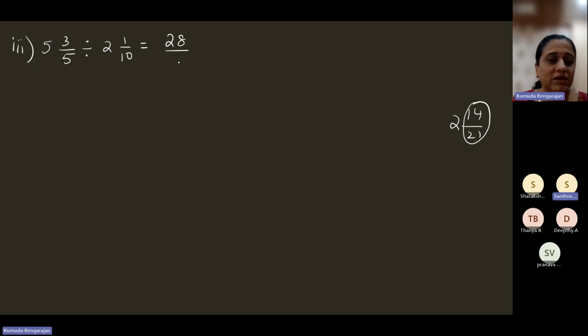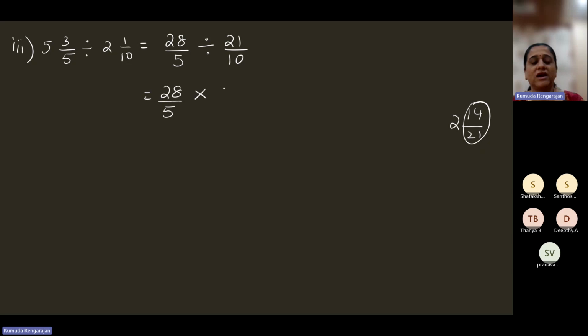Okay, so first 5 3 by 5 is 28 by 5. Write the division sign as it is, because we'll first change the mixed fractions to improper fractions. So 5 3 by 5 is 28 by 5. Write the division sign as it is. 2 1 by 10 is 21 by 10. Now this is the question. We have written the mixed fractions in their improper forms. Yes, ma'am. Now write the first fraction as it is, division becomes multiplication, and write the reciprocal of the second fraction.